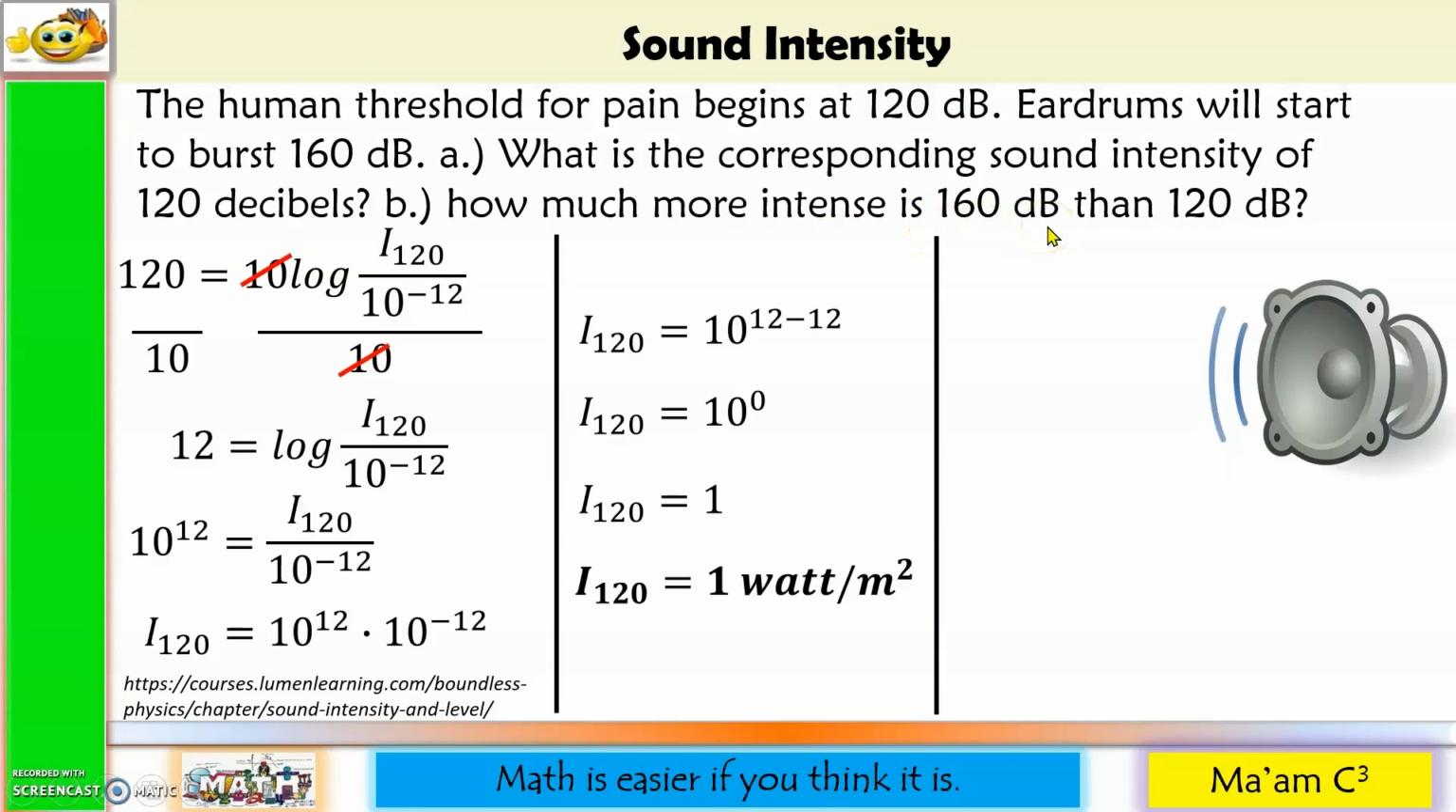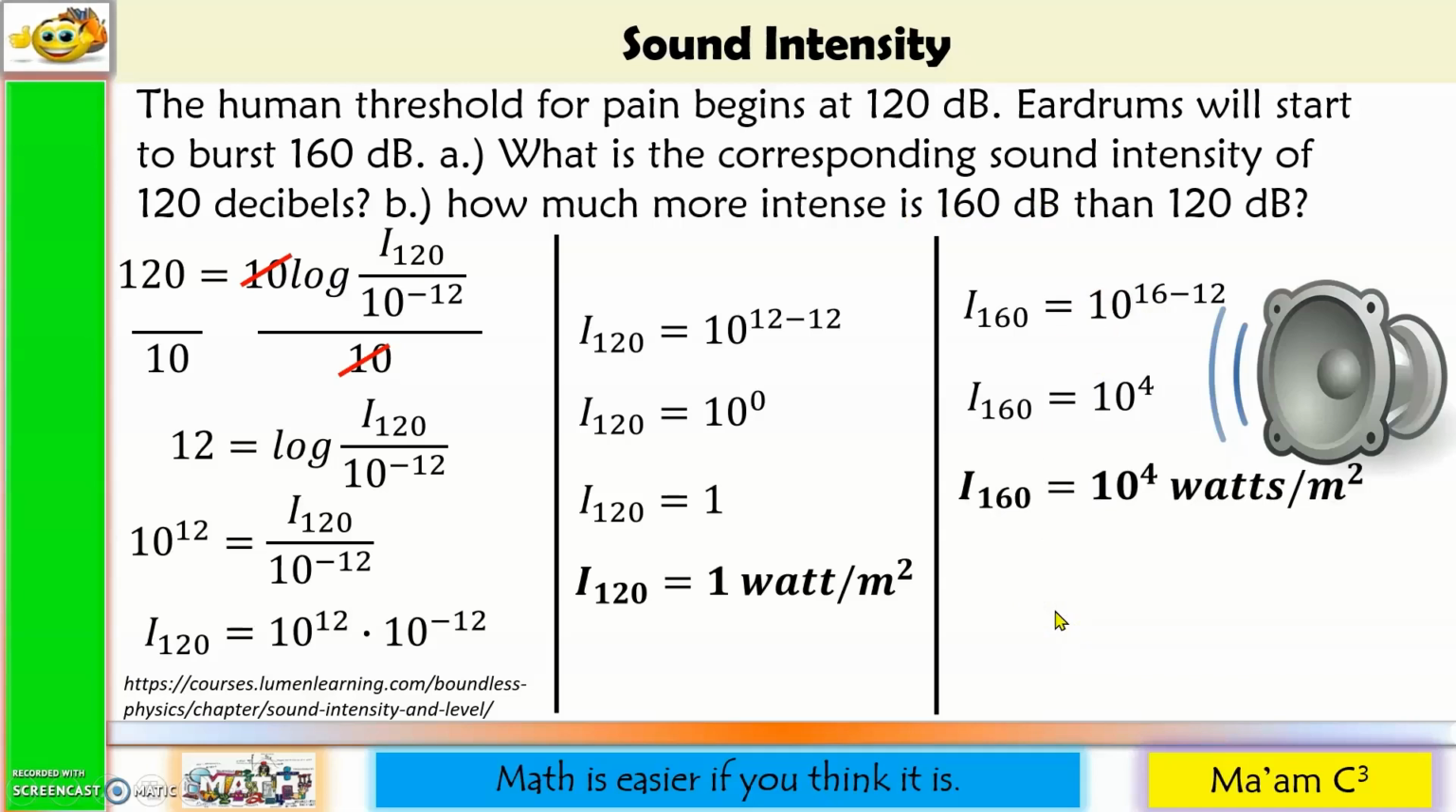So let me take a little shortcut here. Imagine that this is 160. So 160 divided by 10 is 16. So this will be 10 raised to 16. This will also be 16. And this one will also be 16. So I have I sub 160 is equal to 10 raised to 16 minus 12. And 16 minus 12 is 4. So the intensity of 160 decibels is 10 raised to 4 watts per meter squared.